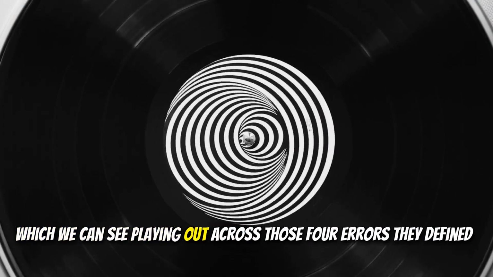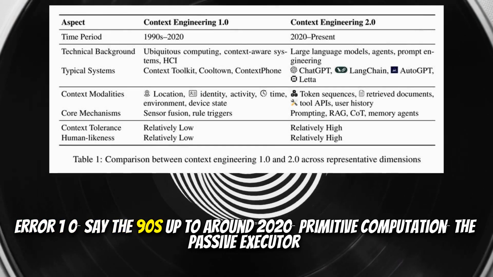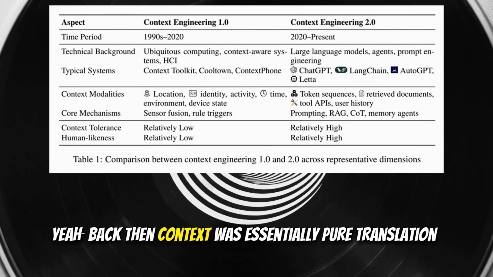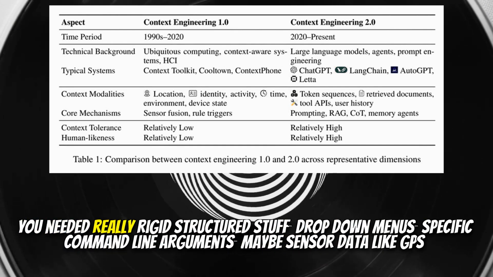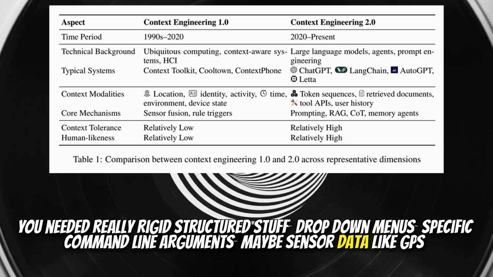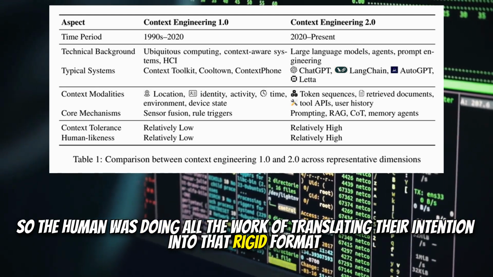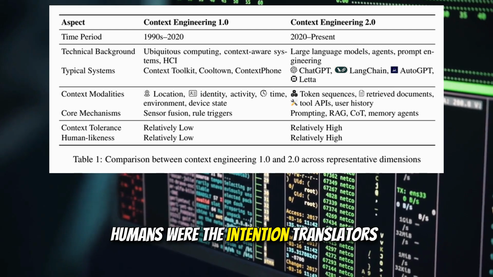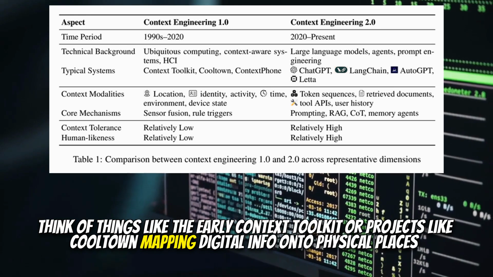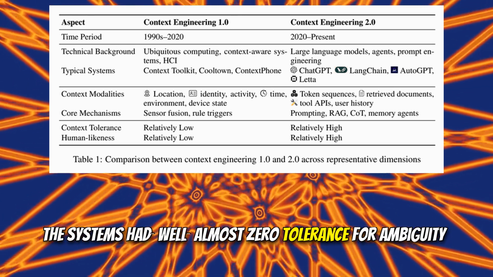Which we can see playing out across those 4 eras they defined. Let's walk through them. Era 1.0, say the 90s up to around 2020. Primitive computation, the passive executor. Yeah, back then, context was essentially pure translation. You needed really rigid, structured stuff, drop-down menus, specific command line arguments, maybe sensor data like GPS. So the human was doing all the work of translating their intention into that rigid format. Absolutely. Humans were the intention translators. Think of things like the early context toolkit or projects like Cooltown mapping digital info onto physical places. The systems had almost zero tolerance for ambiguity.